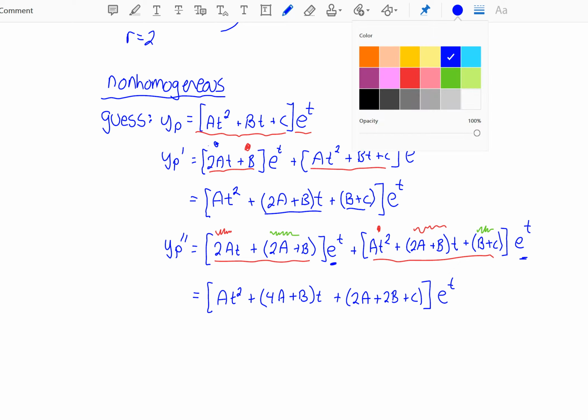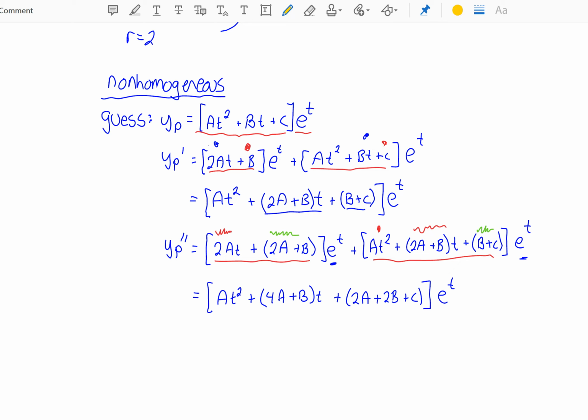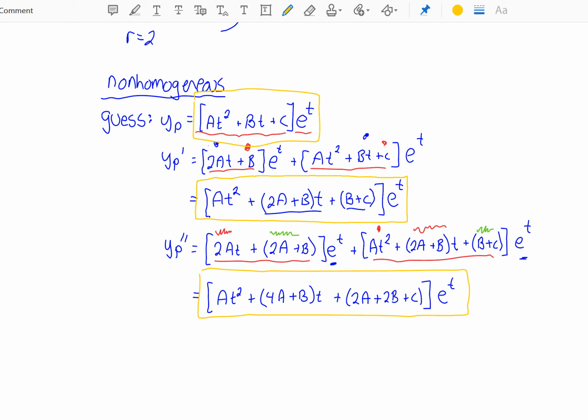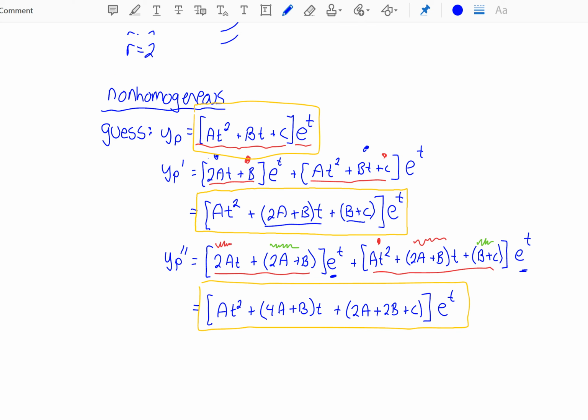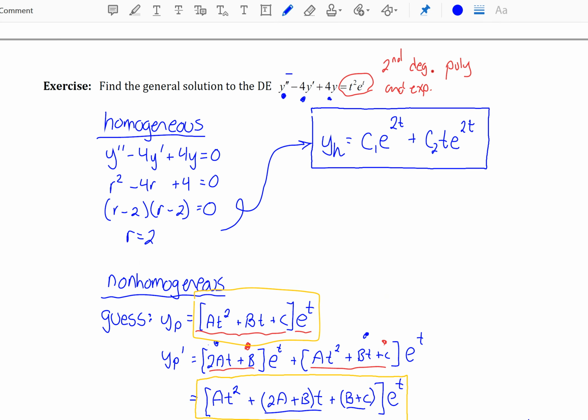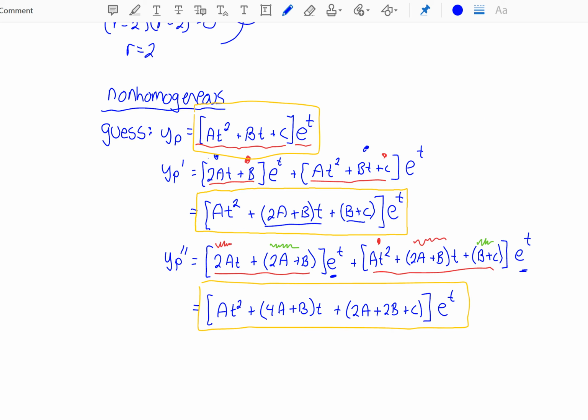So what I'm trying to get us to is to see that this is going to be our first derivative. This one is going to be our second derivative. And of course our original guess that we started with are the three things that we want to evaluate in our DE. So remember now, our DE is y double prime minus 4y prime plus 4y on the left-hand side. So let's write that out.